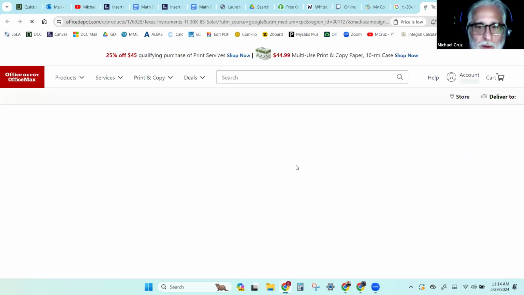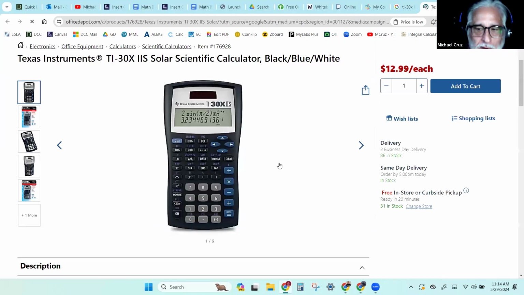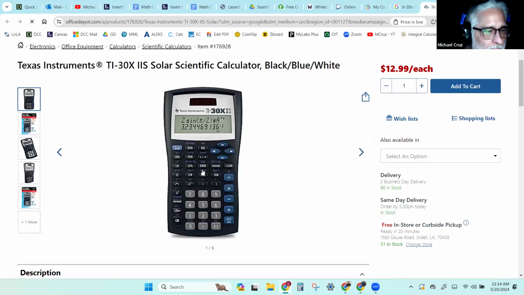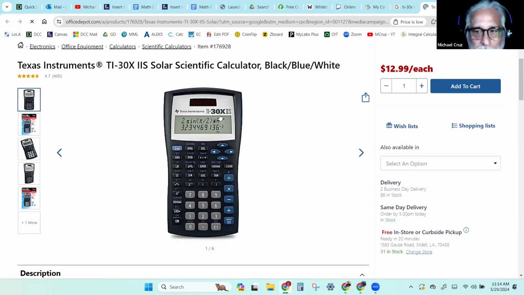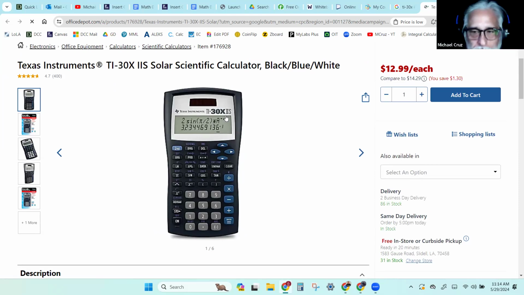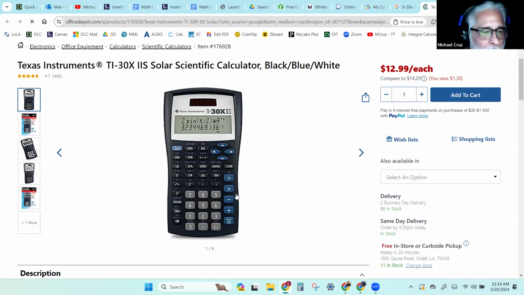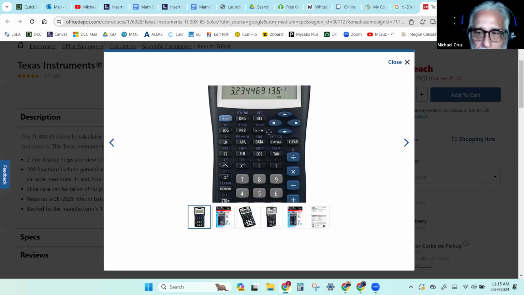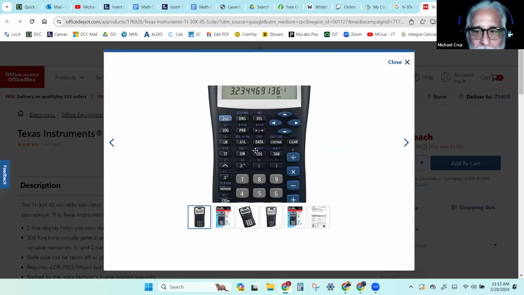But this is the one that's the official calculator for the course. The TI-30X2S. And the good thing about this one is that it will help you with fractions. In other words, it will simplify fractions for you, which is a big plus. So this is the calculator you're going to need to have for the midterm, the final.